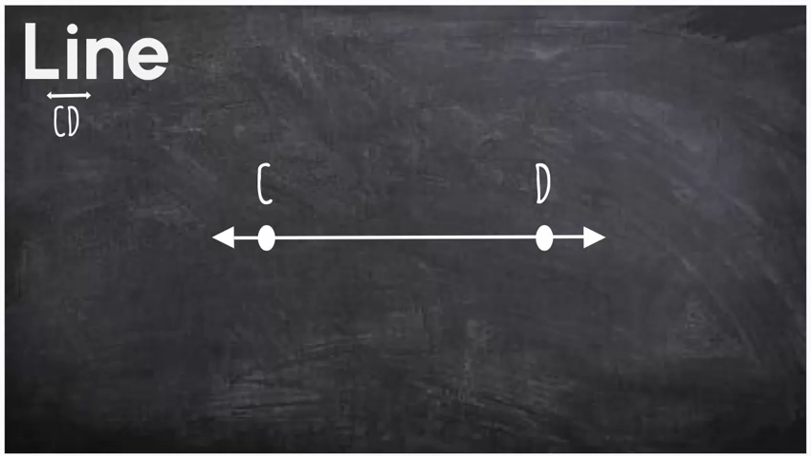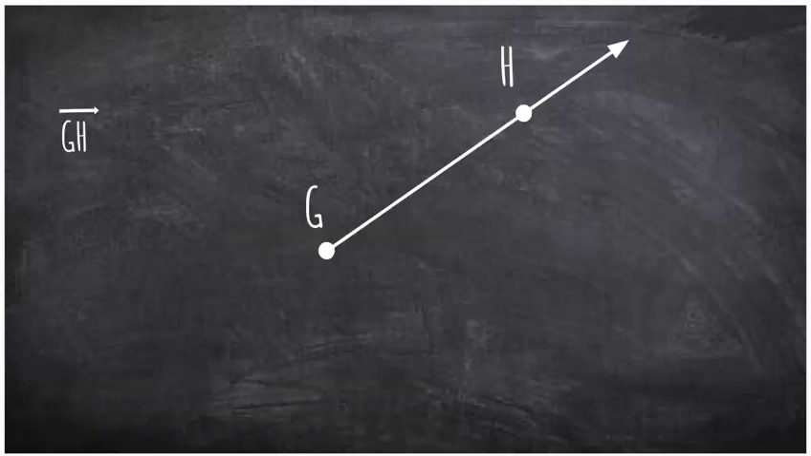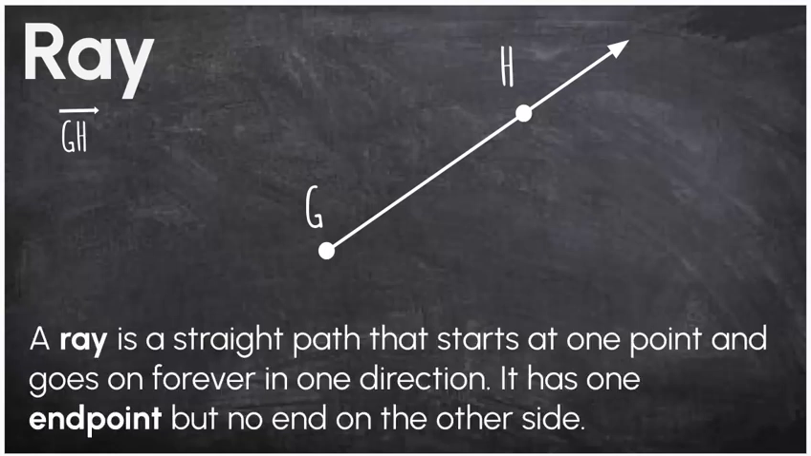This is a line. How would you characterize a line? A line is a straight path that goes on forever in both directions. It has no endpoints. This is a ray. How would you describe a ray? A ray is a straight path that starts at one point and goes on forever in one direction. It has one endpoint, but no end on the other side.